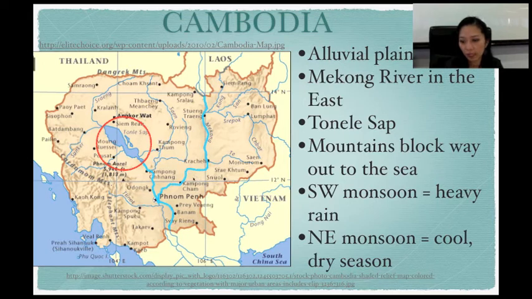Like Thailand, Cambodia is influenced by the southwest monsoon that comes from here, resulting in heavy rain during June to September, and then by the northeast monsoon that comes from China, making this area cool and dry during November to February. Okay.